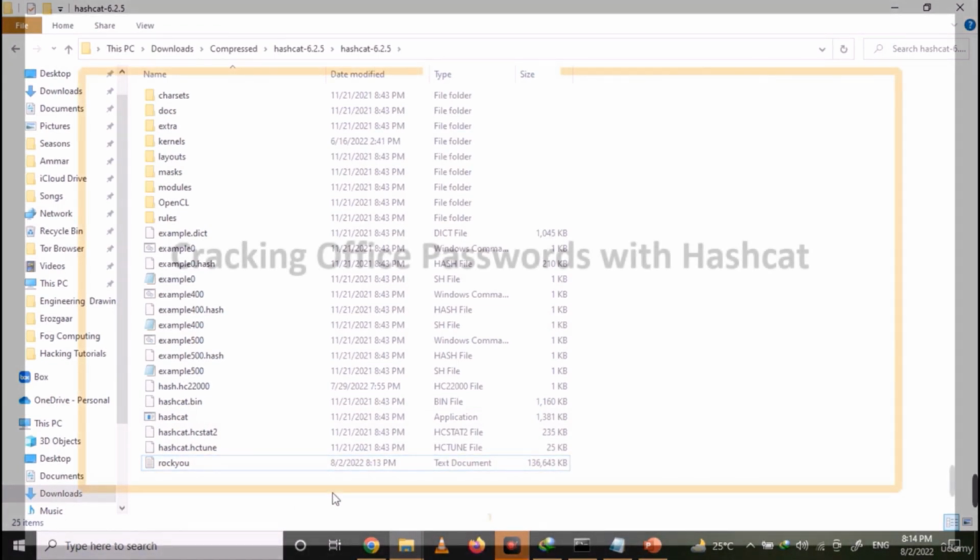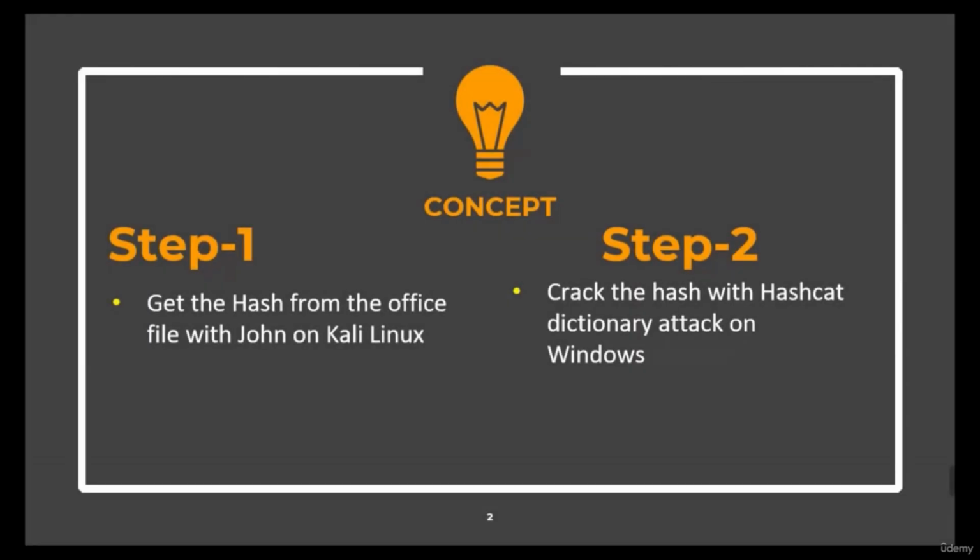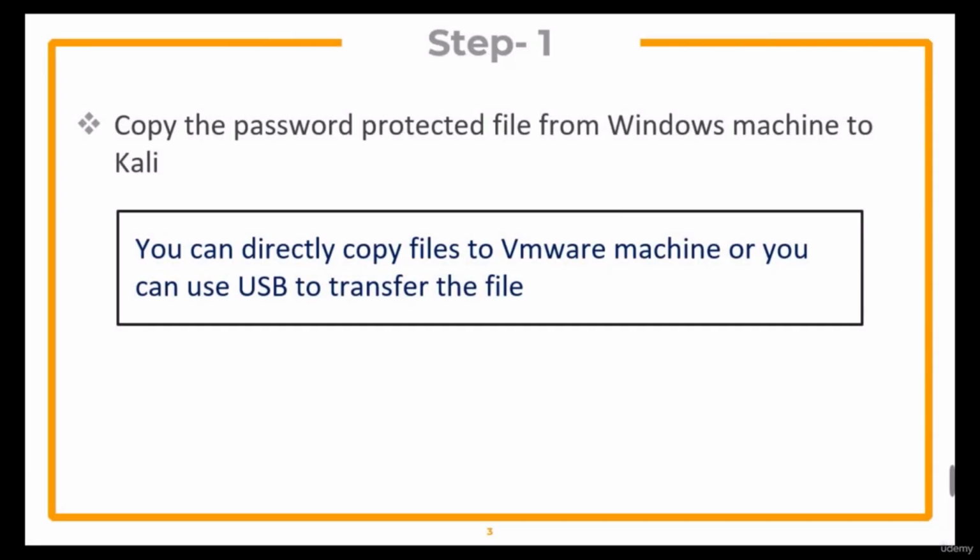In the next lecture, we are going to see how we can crack Office passwords with Hashcat. The first step is to get the hash from the Office file with John on Kali Linux. In the second step, we are going to crack the hash with a Hashcat dictionary attack on Windows. So in the first step, copy the password protected file from the Windows machine to the Kali machine. You can directly copy the file, or you can use a USB to transfer the files.